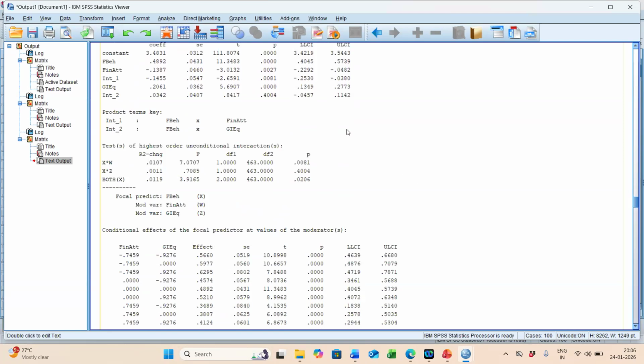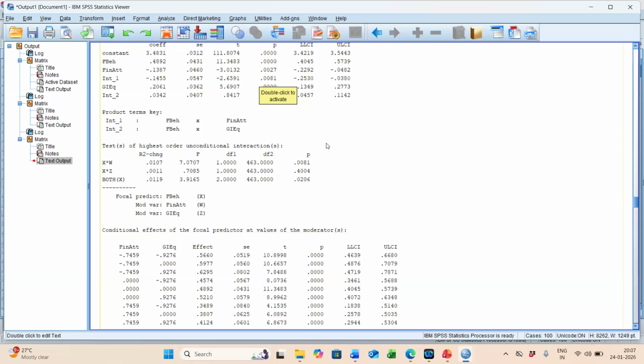Okay. See, let's see what all are actually significant. For financial behavior, the effect is 0.489. It is significant. Financial attitude also, the p-value is 0.0027. That is also significant. The interaction is also significant. Gender equality is significant, but the interaction of gender equality with the financial behavior is not significant. And this is actually additional information.